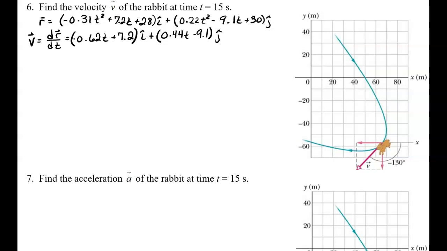So now to get the velocity at time equals 15, I just need to go in here, and everywhere I see a t, I need to substitute 15. So that means my velocity evaluated at 15 seconds is going to be negative 0.62 times 15 plus 7.2 in the x direction, and 0.44 times 15 minus 9.1 in the j direction, or the y direction.